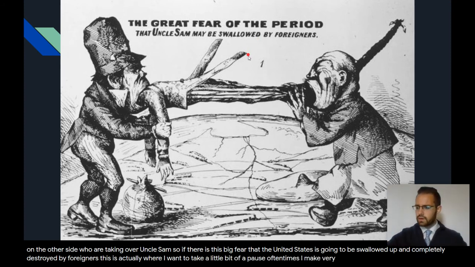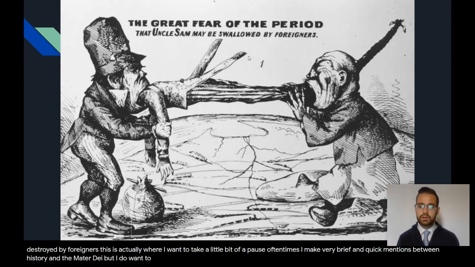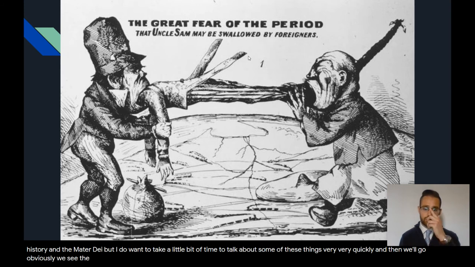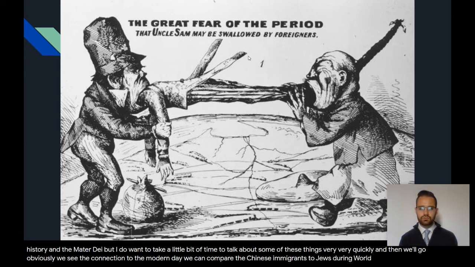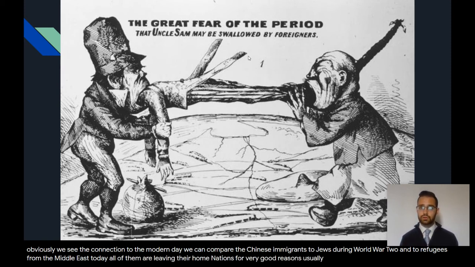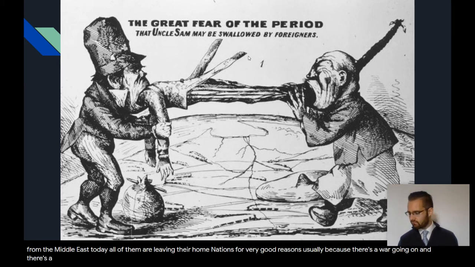Oftentimes, I make very brief and quick mentions between history and the modern day, but I do want to take a little bit of time to talk about some of these things very, very quickly, and then we'll go ahead and move on in our notes. So, obviously, we see the connection to the modern day. We can compare the Chinese immigrants to Jews during World War II and to refugees from the Middle East today. All of them are leaving their home nations for very good reasons, usually because there's a war going on and there's a lot of violence.